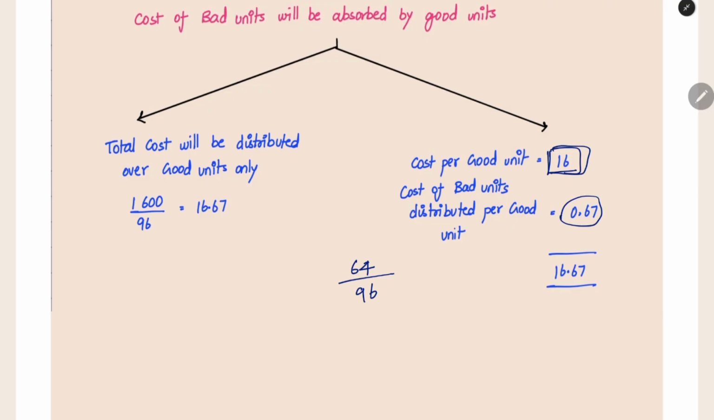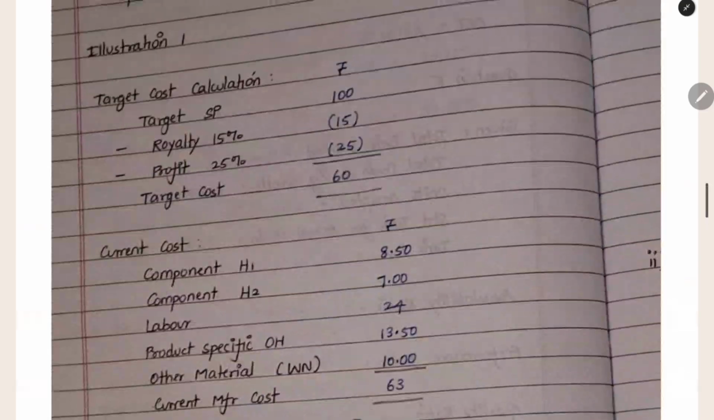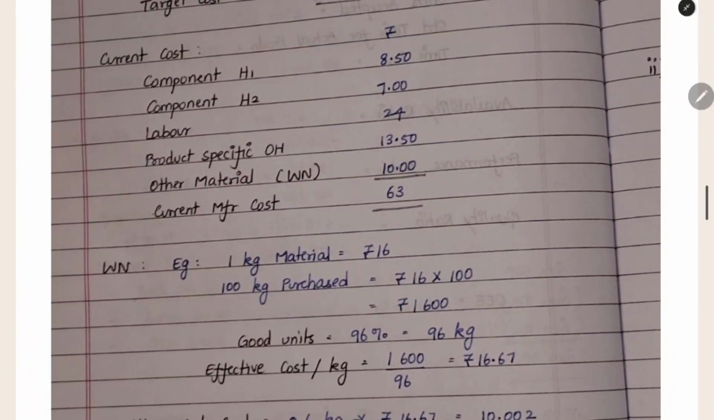Good unit cost we already have. The cost of bad units, which will be absorbed by good units, we found out. Now we have to add these two. Now we will get 16.67. In both these methods, you will get the same answer. You are just finding it by a different method. So now the cost per kilogram is 16.67, we found out.